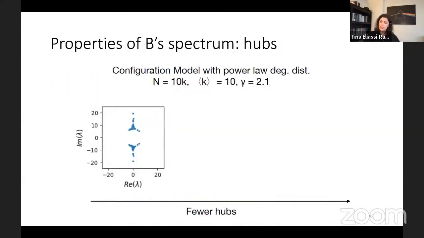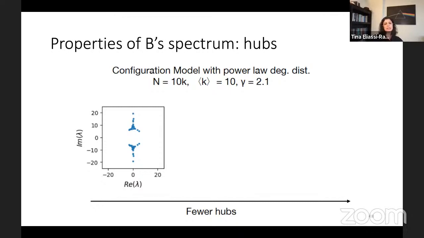So what are some of the properties of this non-backtracking matrix that I'm using to capture distances? One thing when you think about graphs is hubs. This is preferential attachment. When you enter a network, you want to connect to the star. What I'm showing you is the configuration model with a power-law degree distribution. This is a graph with 10,000 nodes, average degree of 10, and the exponent of the power-law degree distribution is 2.1. The non-backtracking matrix is going to have real and imaginary eigenvalues.